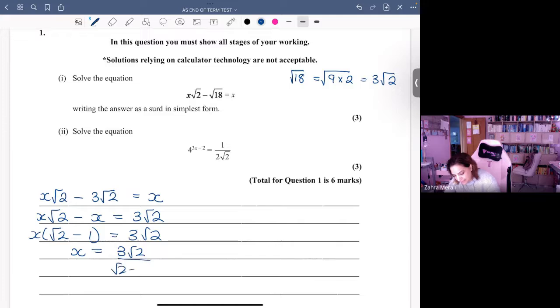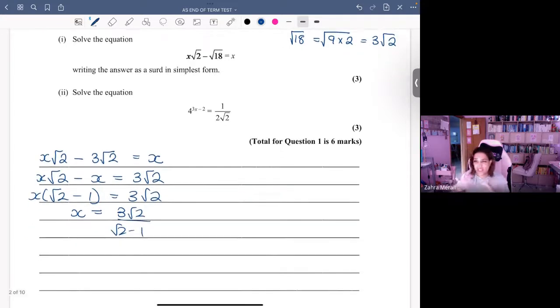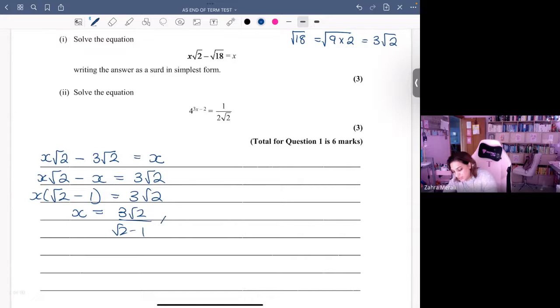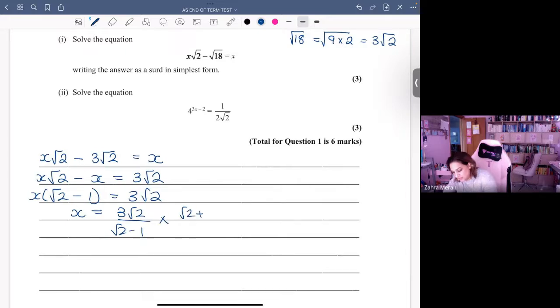Now, the problem I have is I've got a surd on the bottom, and I don't like surds on the bottom. I need to rationalize it. So I need to multiply it by root 2 plus 1. Do you remember you changed the sign?